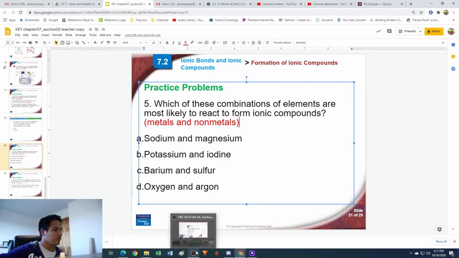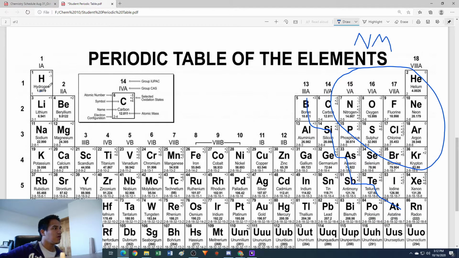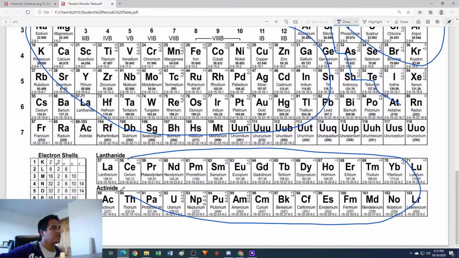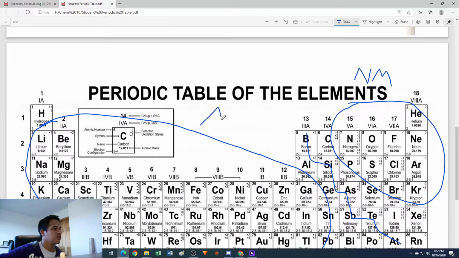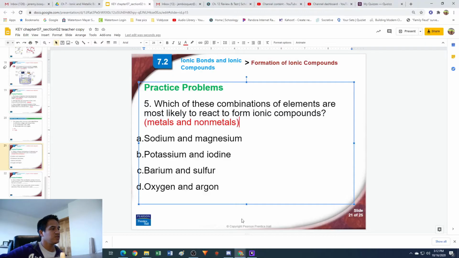Now again, on the periodic table, as to where are the metals and the nonmetals. So there is the staircase, and again, your periodic table is not colored, but the staircase is basically like this right here. Okay, this is the staircase. All of these elements on the right are nonmetals, and all of these elements on the left, including all of these ones down here, are all metals. Okay, so as long as you have an element on the left and an element on the right, you will have an ionic compound. So let's go take a look back at our notes here.